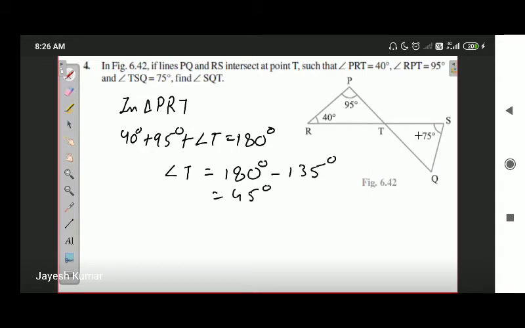Okay. Now this angle T and this angle T both are vertically opposite. These are two straight lines. This is the point of intersection of both straight lines. Angles opposite to each other are equal. These are called vertically opposite angles. So that means this angle T is also 45 degree.